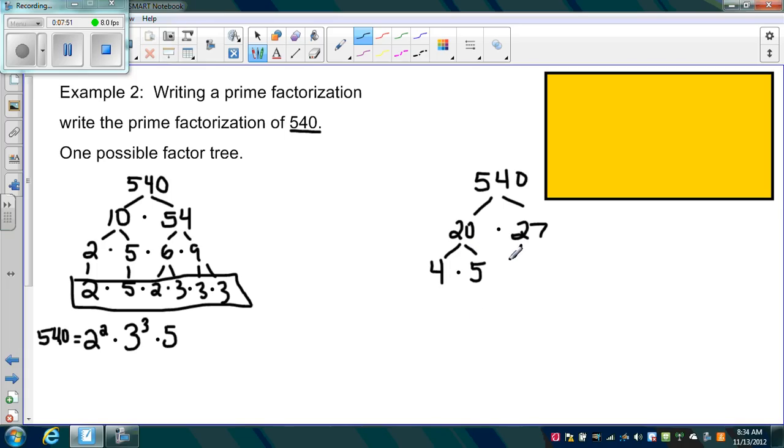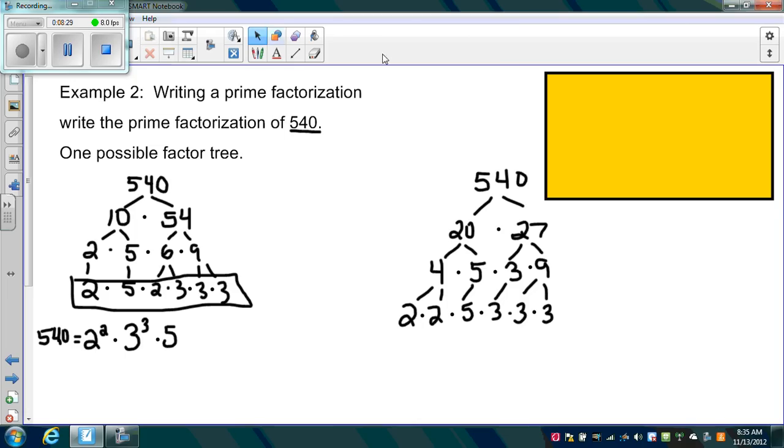And 27 can be broken down into 3 times 9. We have two prime numbers here, but 4 can still be broken down into 2 times 2. And 5 can come right down because it's already prime. 3 can come down because it's already prime. And 9 can be broken into 3 and 3. So again, we end up getting the same result at the bottom. We still have 2 squared, 3 cubed times 5.